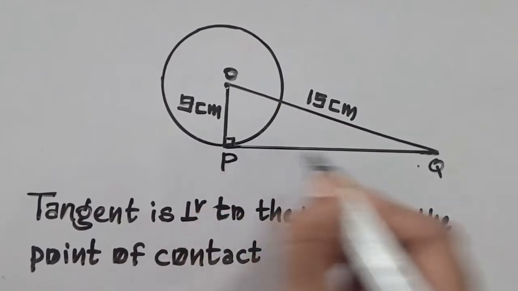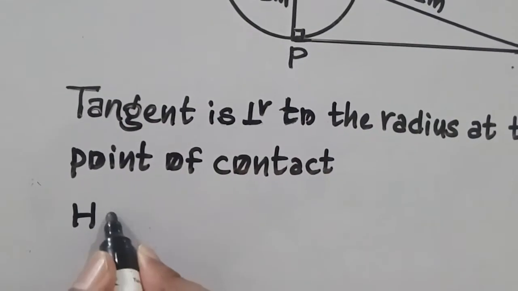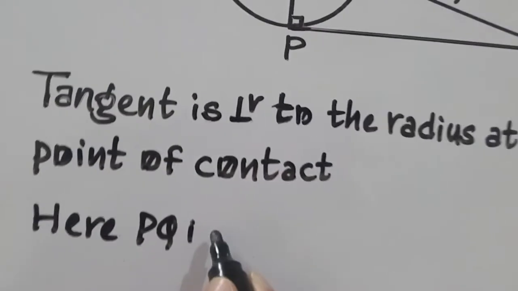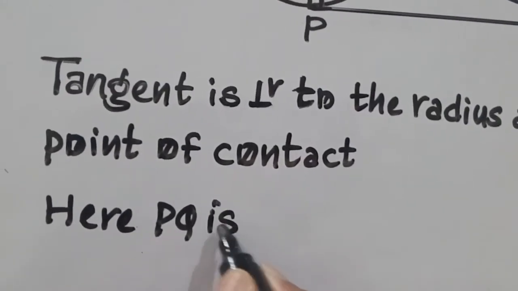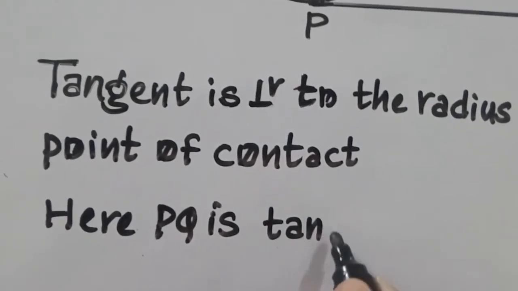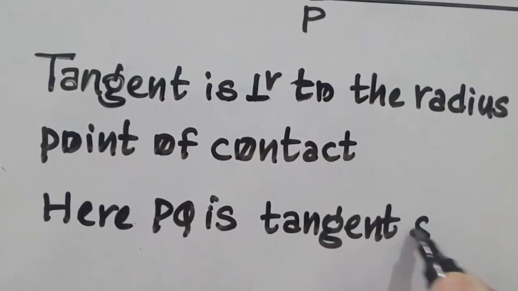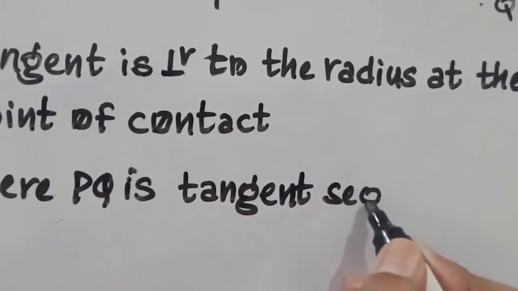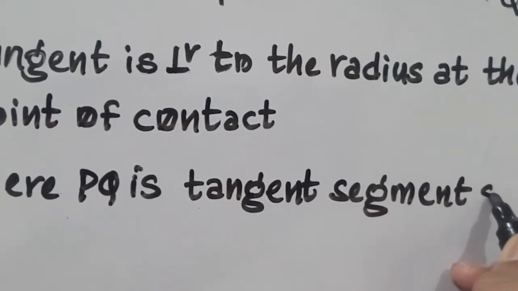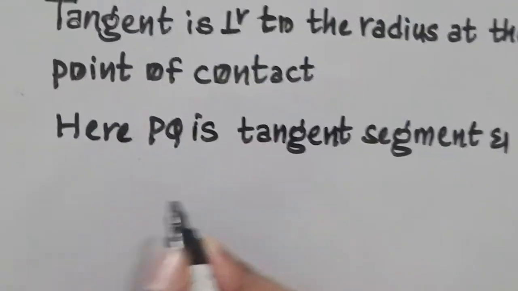Next point, here PQ is the tangent segment, and OP is the radius of the circle.